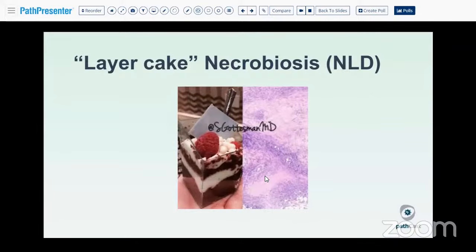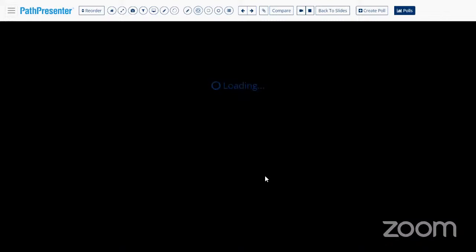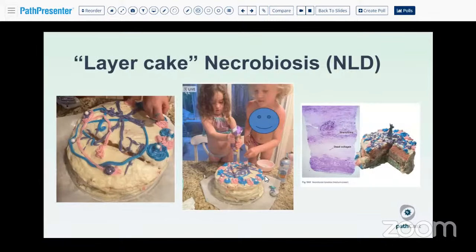Here, another Sylvia Gottesman photo of necrobiosis layer cake appearance. So in this case, showing it compared to a layer cake parfait type situation. And I have my own NLD layer cake situation.